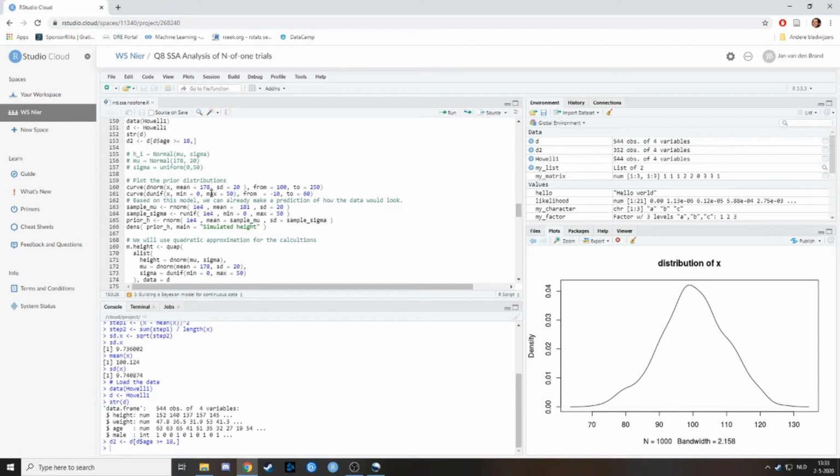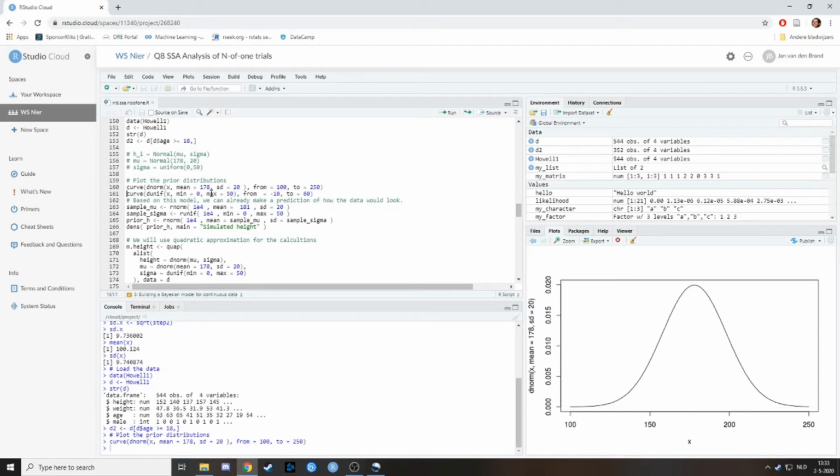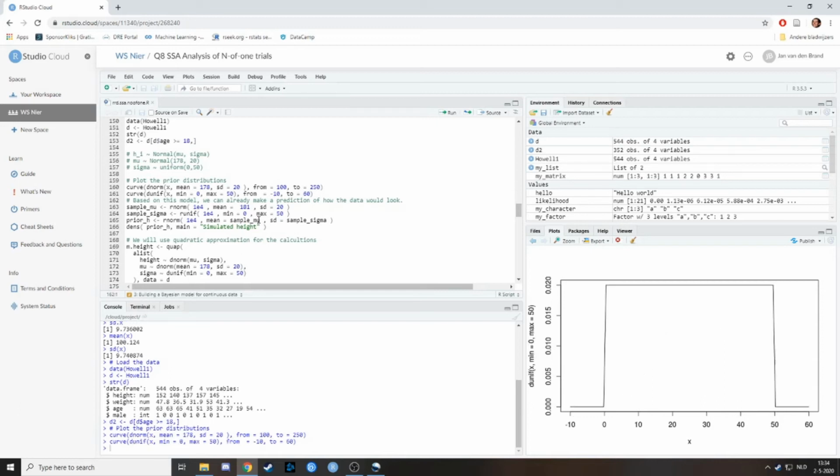And we can actually plot this prior for height and it would look something like this. So there's next to no observations below 100 and next to no observations above 250. So it's sort of realistic. For the standard deviation, we can take a uniform distribution, which is basically saying each value between 0 and 50 for the standard deviation is equally likely.